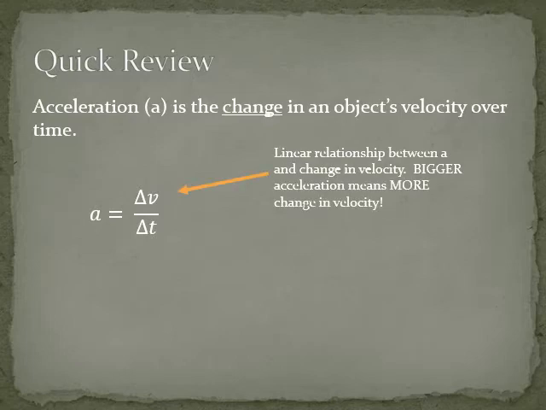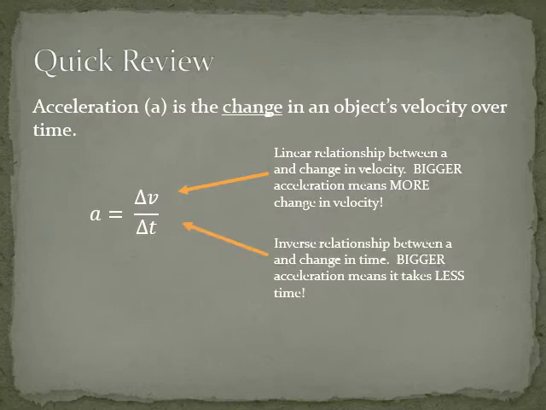And just as a reminder, that means that there is a linear relationship between acceleration and delta v, because it's on the top of that fraction. So a larger acceleration means an object's velocity changes more. There's also an inverse relationship between acceleration and delta t, which means that a lot of acceleration happens when an object changes velocity in a very small amount of time.